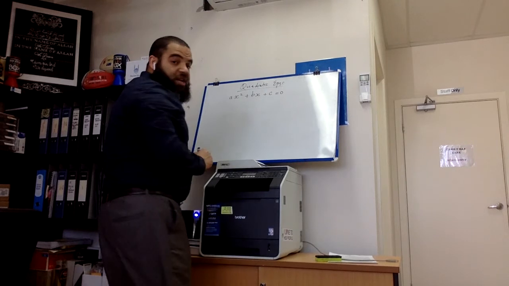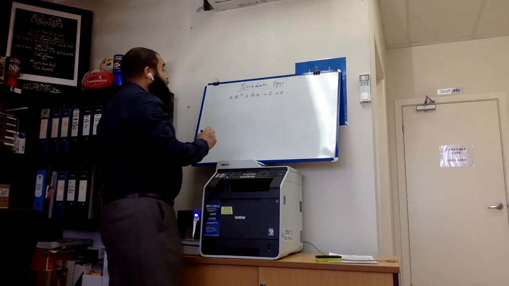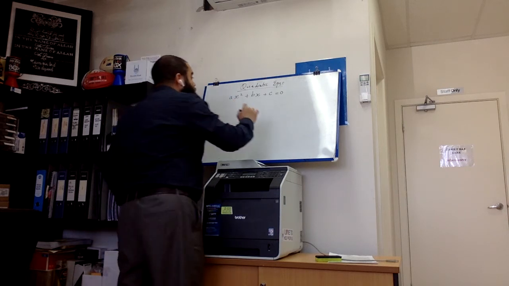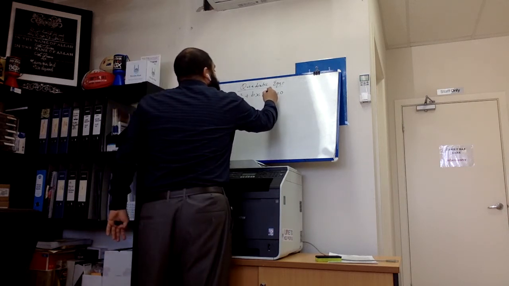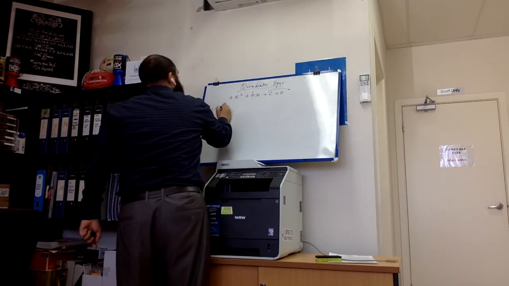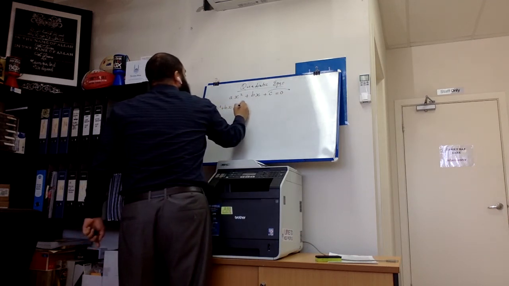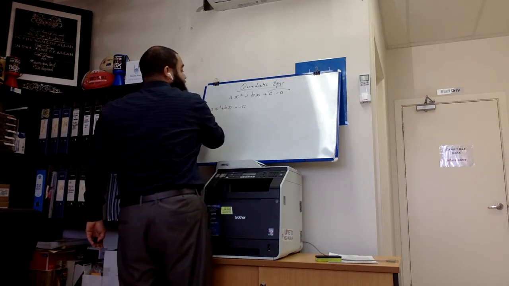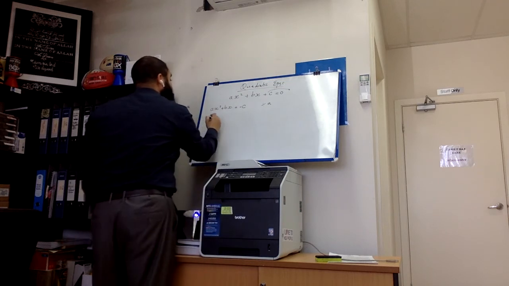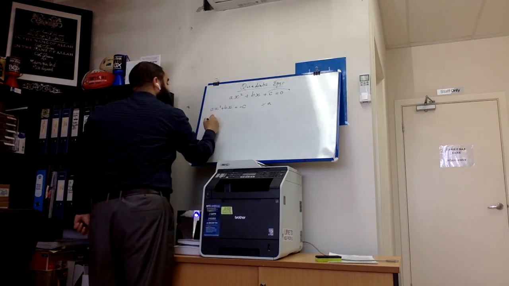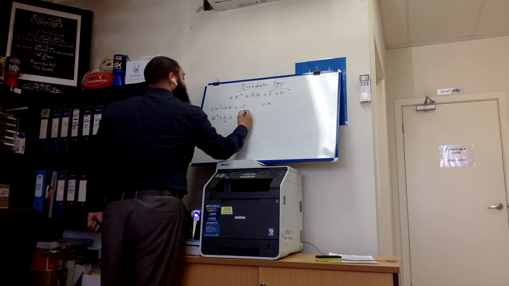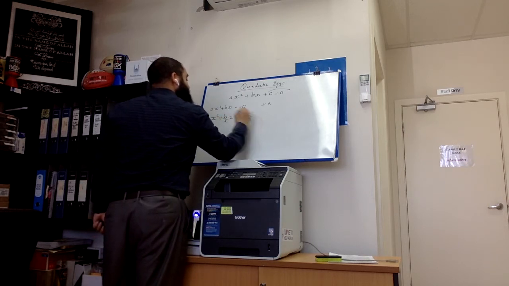This is the general form of the quadratic function. So first of all, I need to complete the square. I'll transfer this c here, so it will be ax squared plus bx equals minus c. Then I will divide the whole equation by a to leave the x squared by itself. So x squared plus b over a x equals negative c over a.